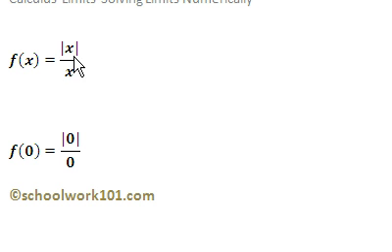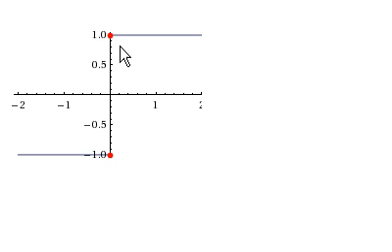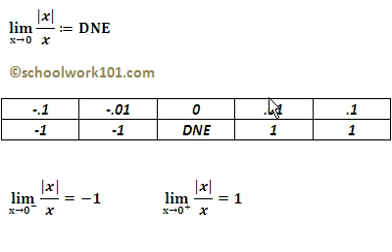We've got our function f of x equal to the absolute value of x over x, and if we evaluate this at 0, we just end up getting 0 over 0. Now looking at the graph of this function, here's our 0 on the x-axis, and if we come in from the right hand side, you can see that it's a constant 1, and if we come in from the left hand side, we can see that it's negative 1.